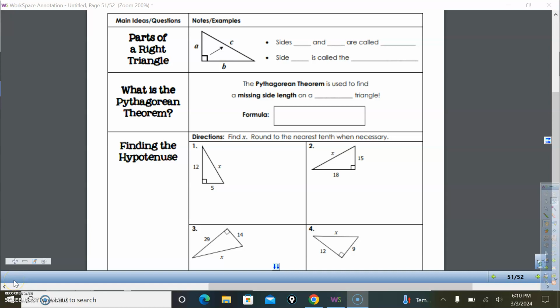All right, we are going to go ahead and get started here on our notes. We are going to be learning about the Pythagorean theorem today. So if you can make sure that you have your notes opened up, the very top portion says parts of a right triangle.